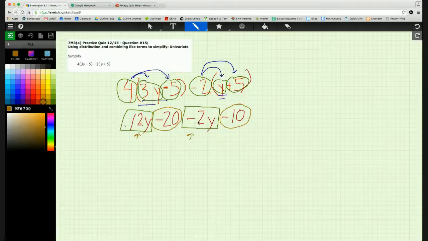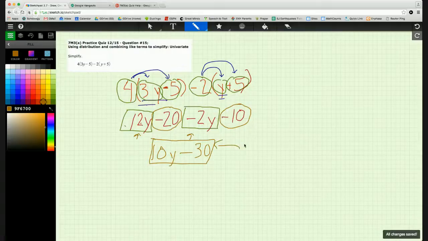Go forward 12, back 2, we have 10y. Now we have negative 20, and we have another negative 10. So here we have negative 30. And our answer then is 10y minus 30. So that's how we do those.